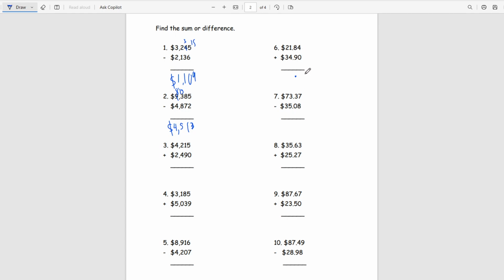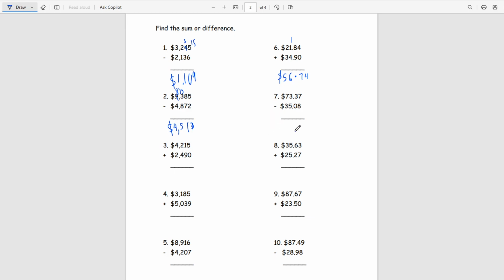4 plus 0 equals 4. 8 plus 9 equals 17. So we put a 7, carry the 1 over. We have 1 plus 1 plus 4, which gets us 6. And 2 plus 3, which gets us 5. Bring down the dollar sign. And our answer is $56.74.